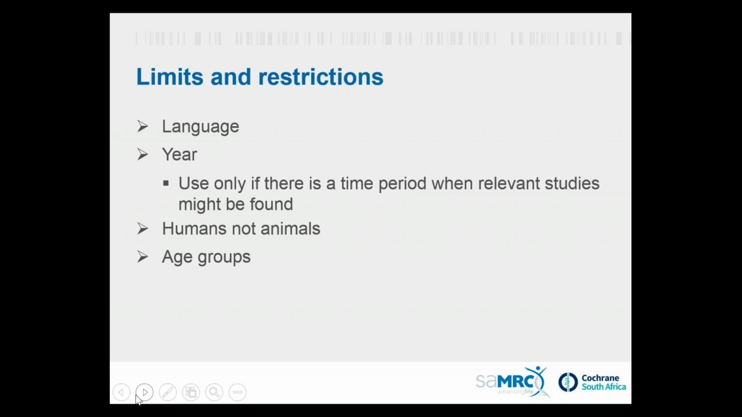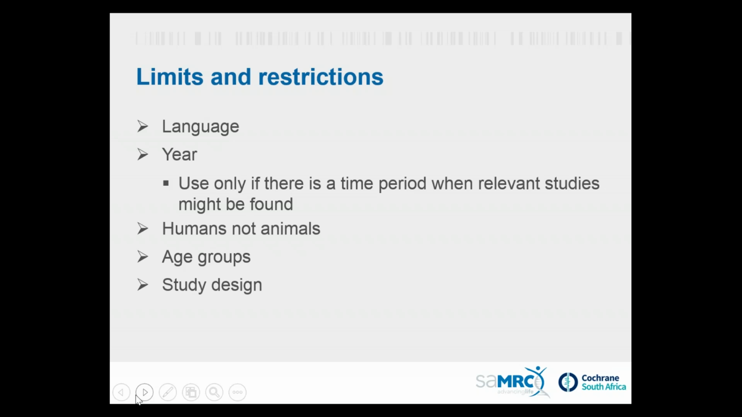And then age groups, we could limit to age groups, but we also have to be very careful when limiting to age groups, because different authors would define this differently. For instance, if you were looking at adolescents, they might have different years. Some might say 17, some might say 18. So it's very dependent on what the author is looking at, and you have to be careful about limiting age groups.